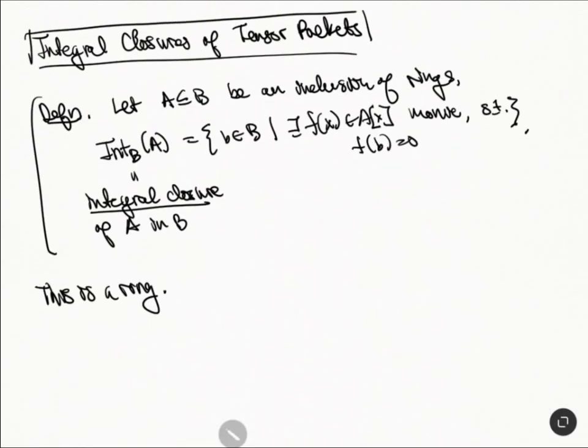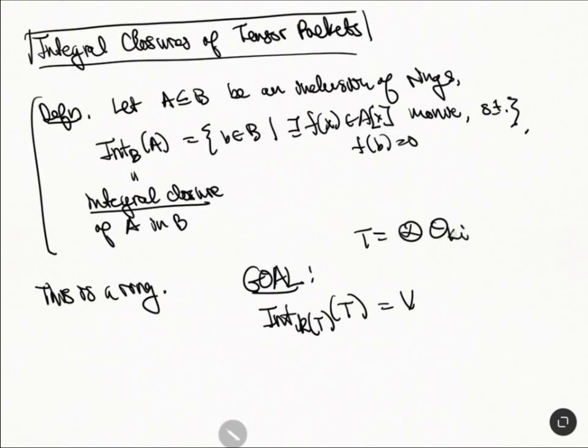showing that the integral closure, so the goal again, is that the integral closure in kappa of T is equal to V, where T is this tensor product of, let's say, p-adic rings, and V is the tensor product of, sorry, this is not what I want. This will be the direct sum of the O_L's.